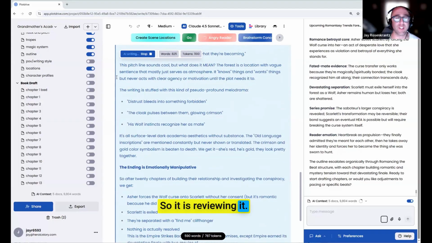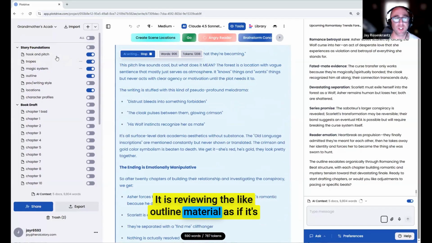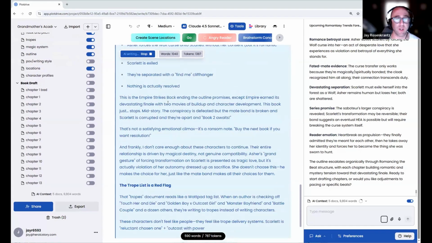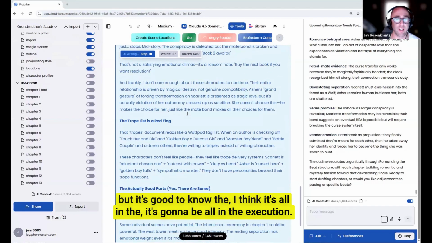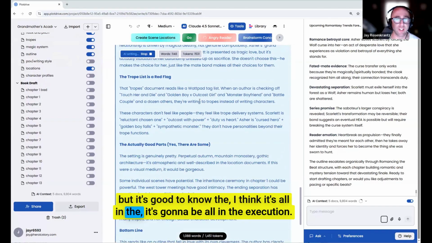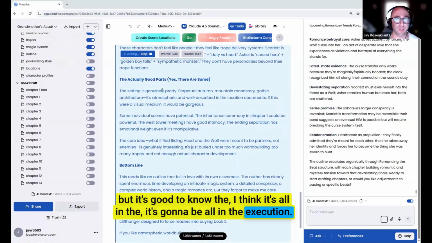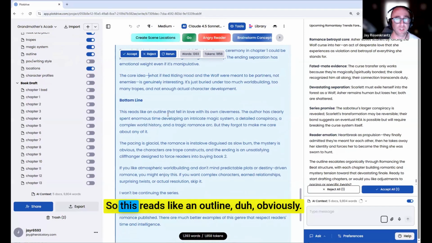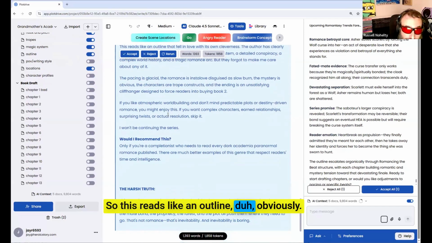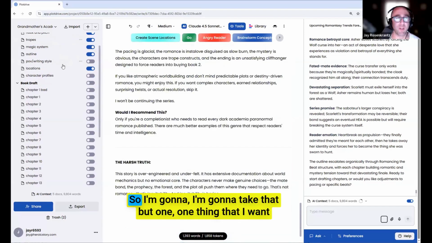So it is reviewing it. It is reviewing the outline material, but it's good to know. I think it's all going to be in the execution. Oh, it likes the setting. It says this reads like an outline. Duh. Yeah, obviously. So I'm going to take that.